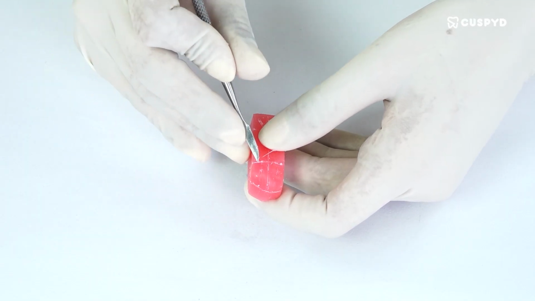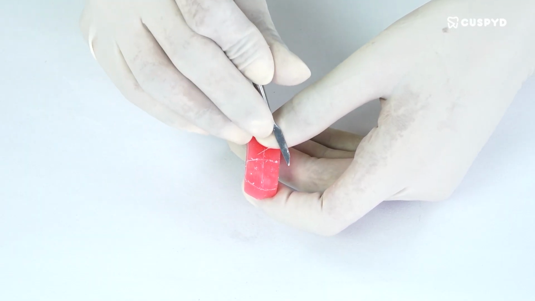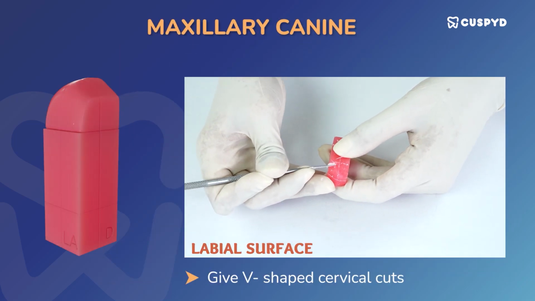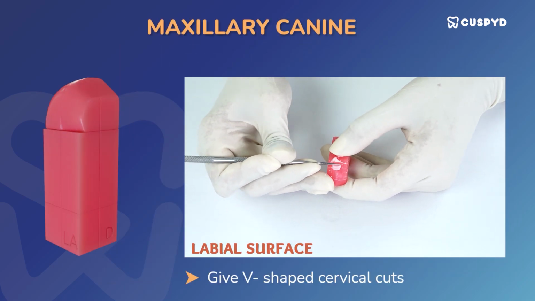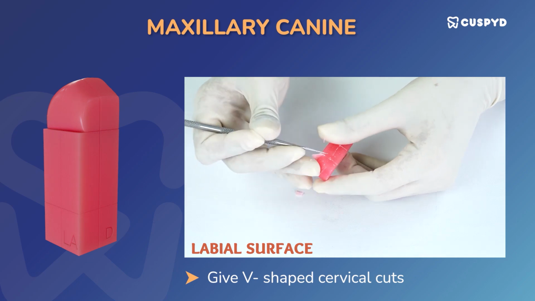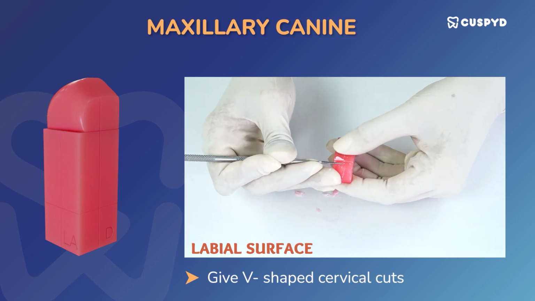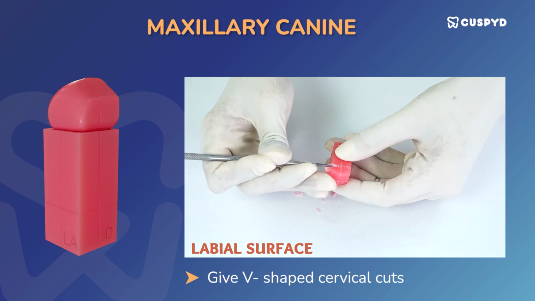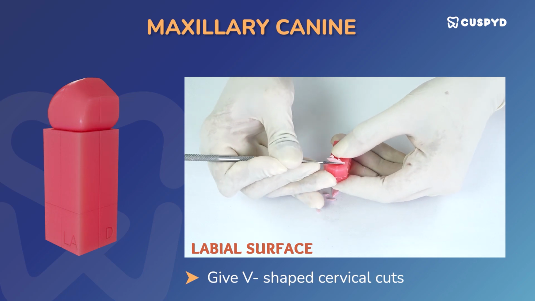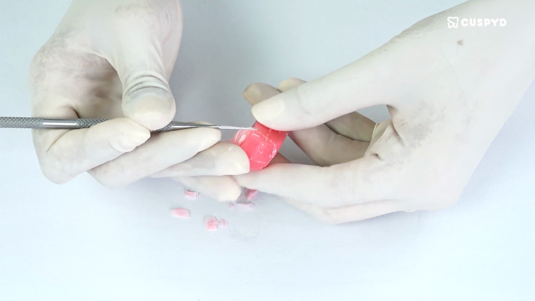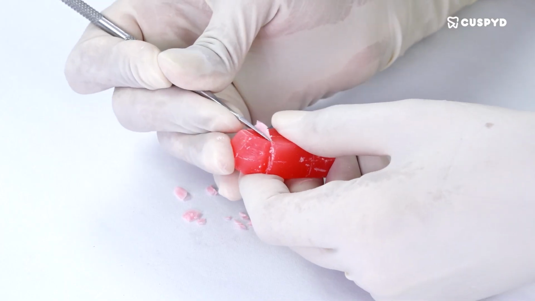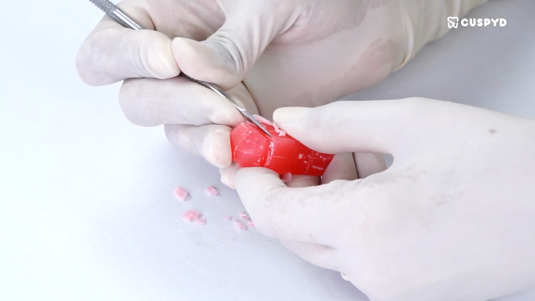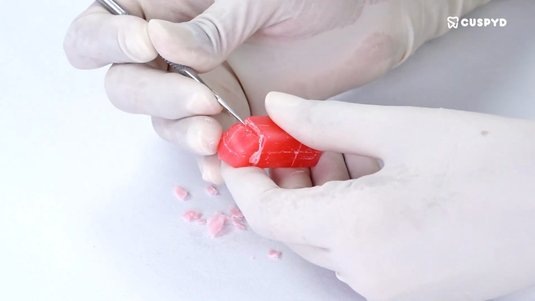Now all the wax outside this line has to be removed. So I first start with the cervical cuts. Give cervical cuts on all 4 sides of the tooth. Cervical cuts help us to reduce the dimension of the crown at the cervix. At the same time, it also gives us an idea and helps us develop the shape of the tooth.